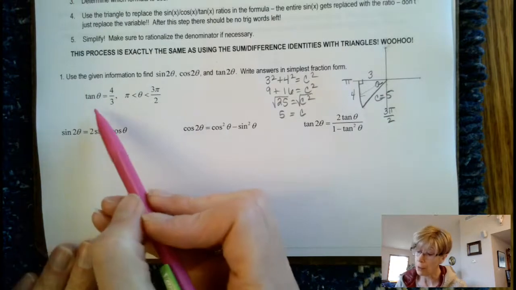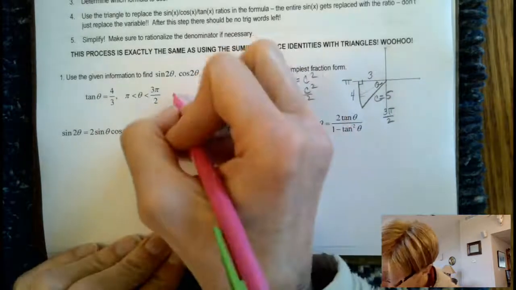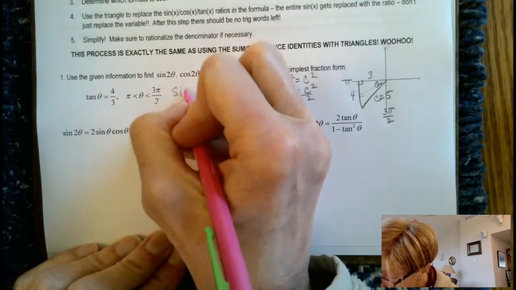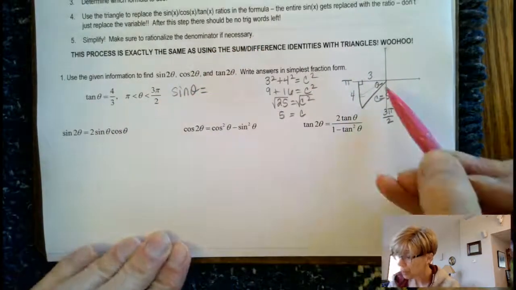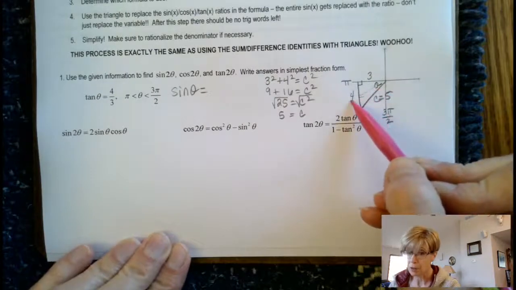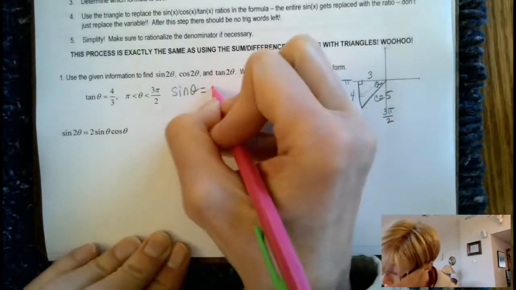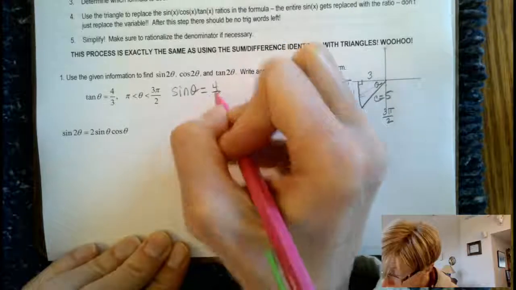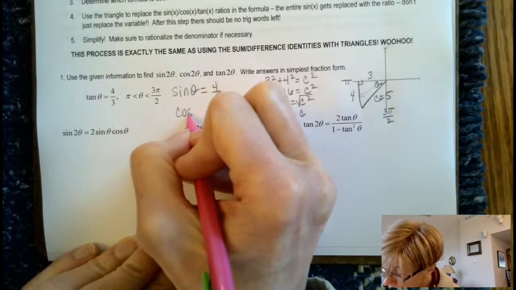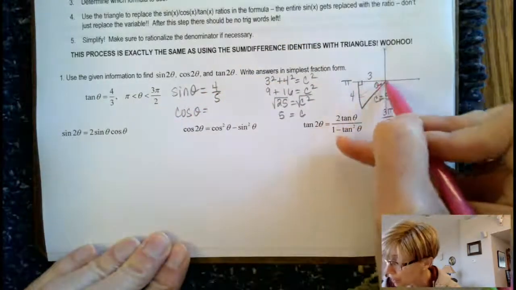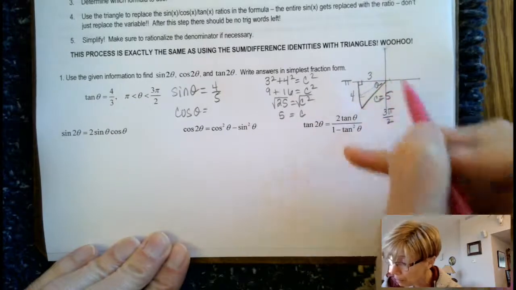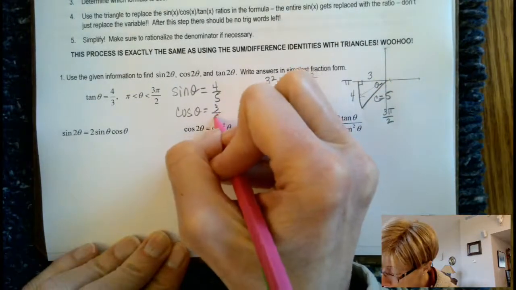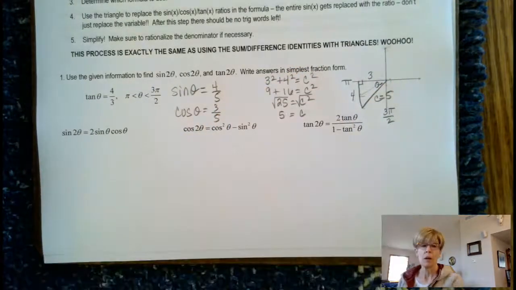2 times 4/5, which is what sine of theta equals. Cosine of theta equals 3/5. And then we multiply these together. Again, type it in your calculator, type it into Desmos, whatever works for you. 2 times 4 is 8, times 3 is... Now that we know the values, it's just a matter of putting them back into our formula.